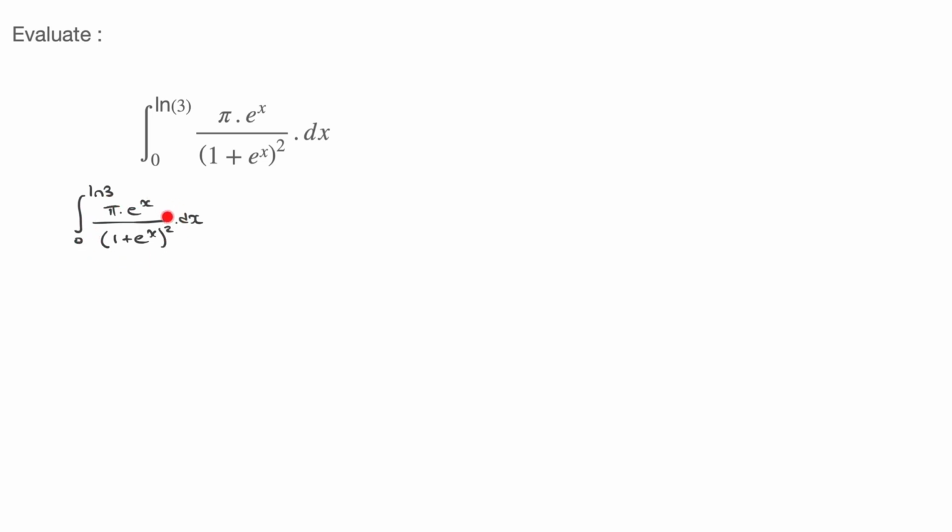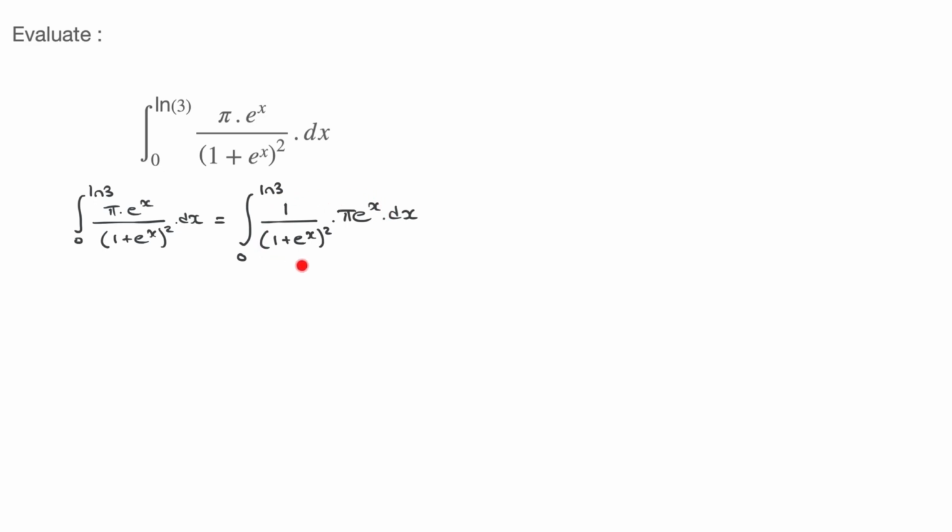Now, to recognize that we're dealing with the method of U-substitution, it's important to see that this integrand, that's the expression we're trying to integrate, is a product of two functions, one of which is a composite function. And to make what I've just said more obvious, let me rewrite this integral as the integral from 0 to ln of 3 of 1 over (1 plus e^x) squared times pi e^x.